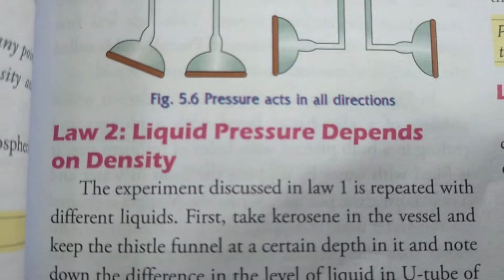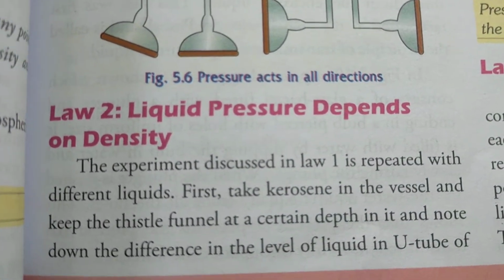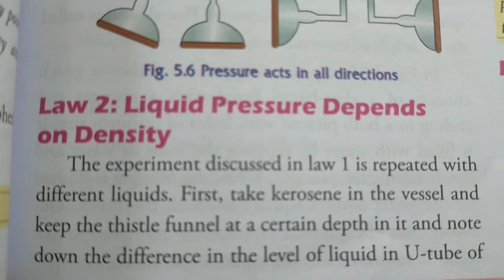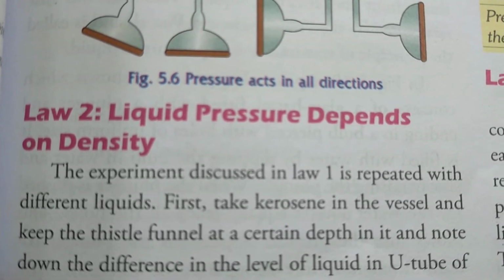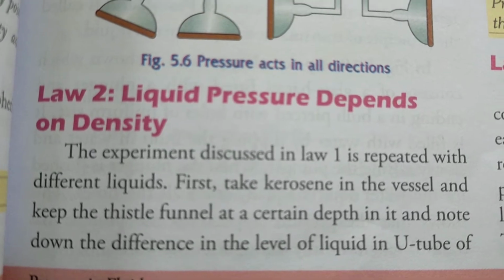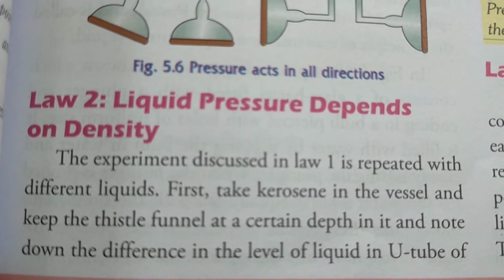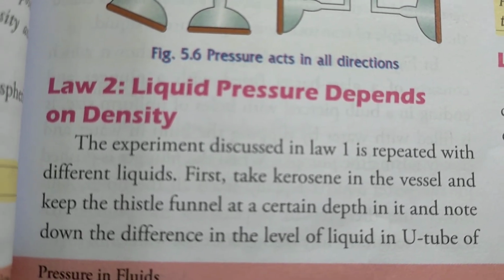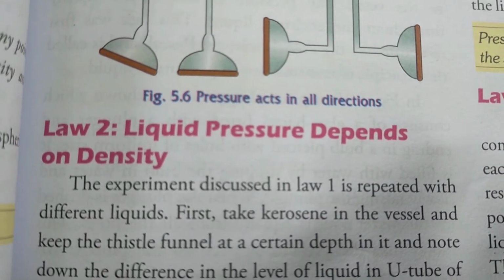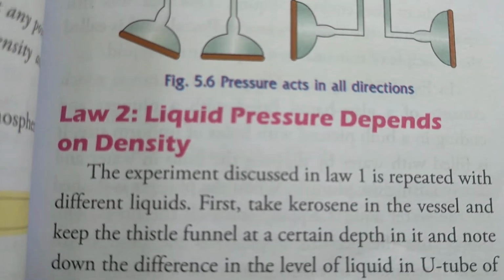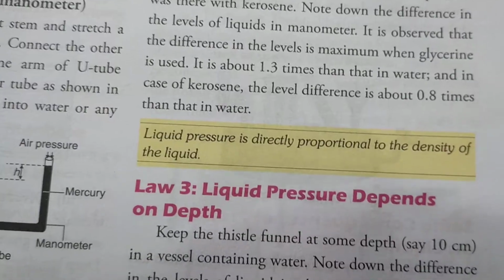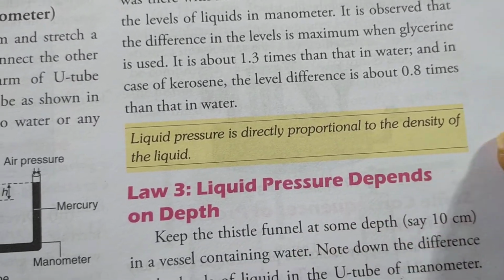Next, liquid pressure depends upon density. The more the density, the more the force exerted, so the pressure will change. The pressure exerted by mercury is more, and less pressure will be exerted by water or alcohol. Liquid pressure depends upon density because the weight of a denser object is more than the weight of a lighter object. Therefore liquid pressure is directly proportional to the density of the liquid.